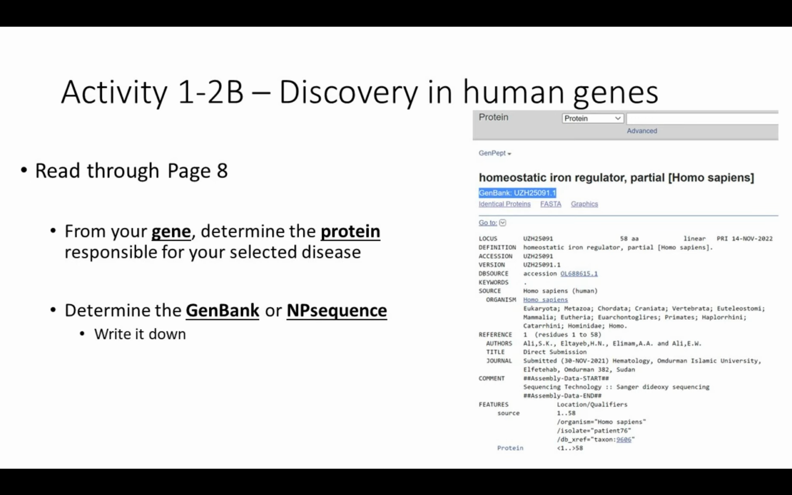Go on Google or something and ask Google, what does your gene express for? And that will be your protein. And then you input that protein up there. Like, hey Google, what does my gene express for? It will tell you a protein. Okay? So that's how you start this step.